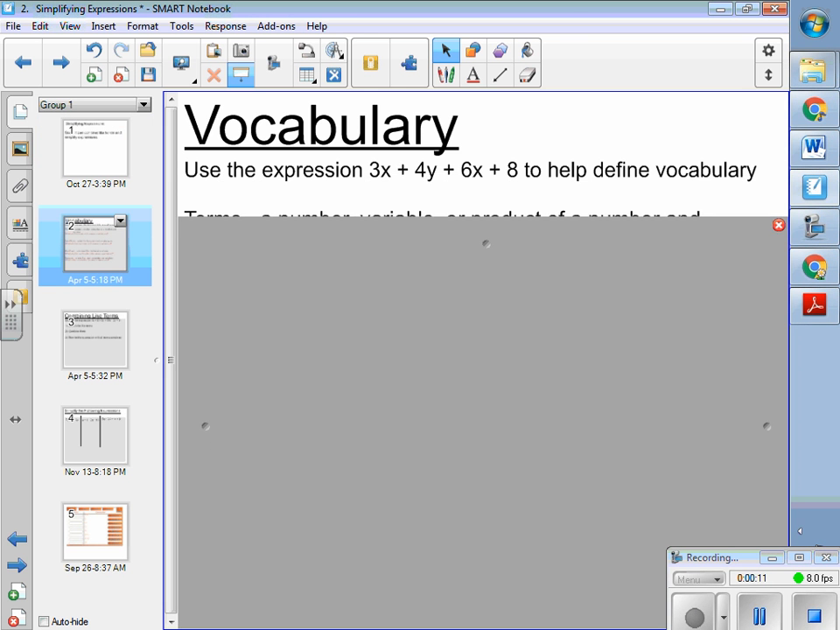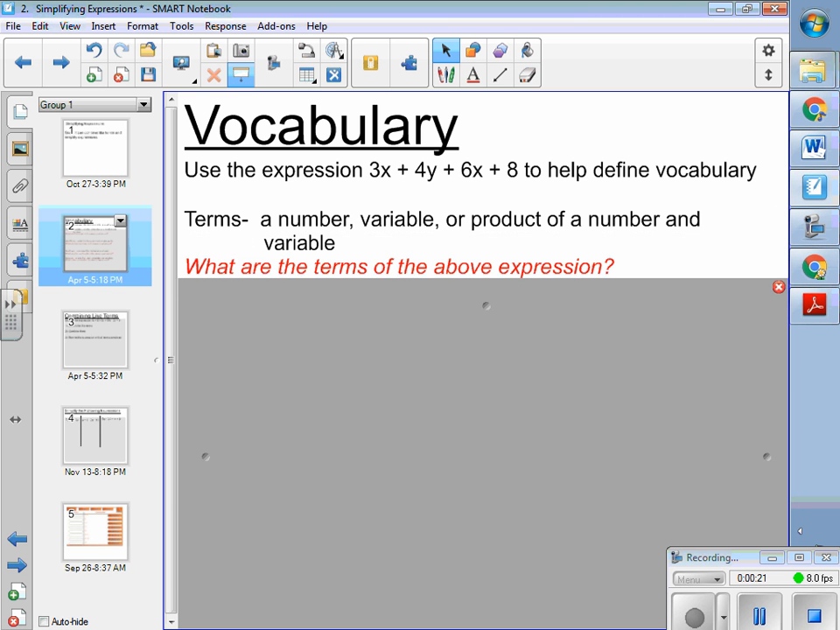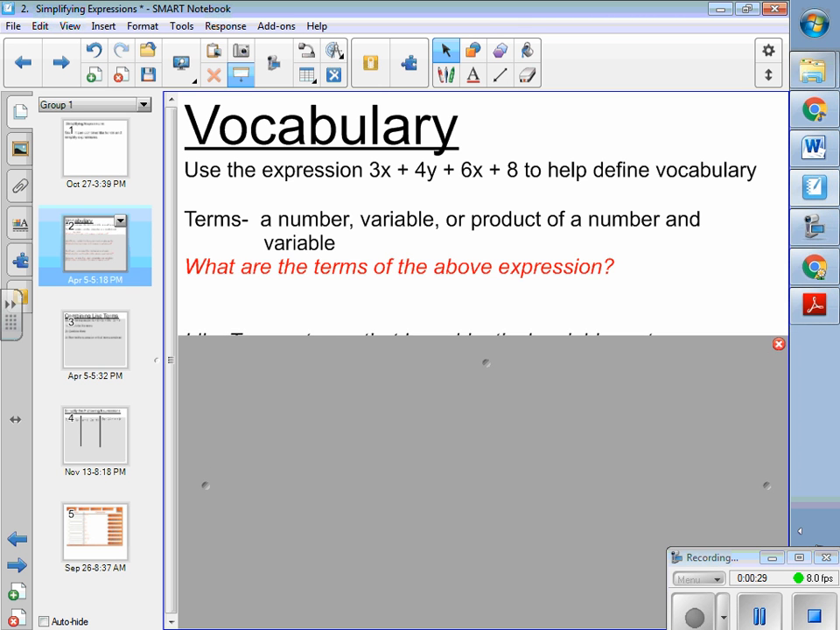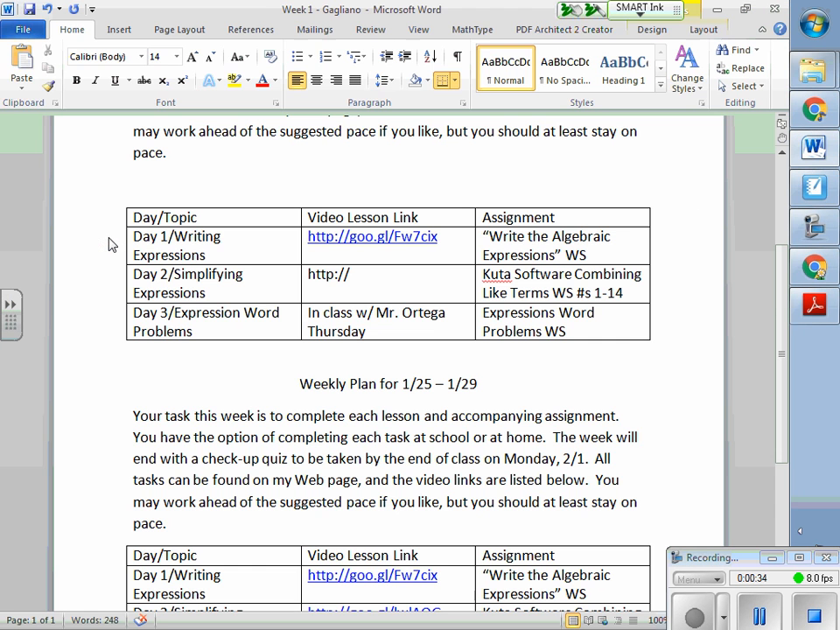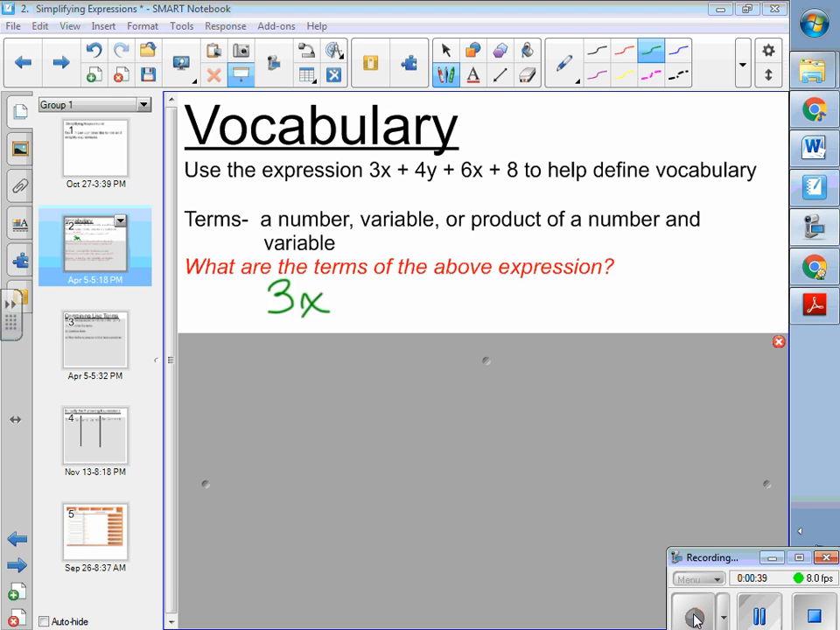Vocabulary. Use the expression 3x plus 4y plus 6x plus 8 to help define the vocabulary. Terms are numbers, variables, or products of a number and variable. What are the terms of the above expression? Well, in this case, it's the 3x, the 4y, the 6x, and the 8.